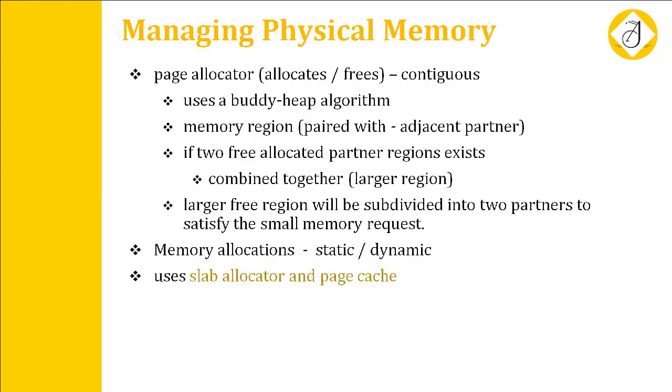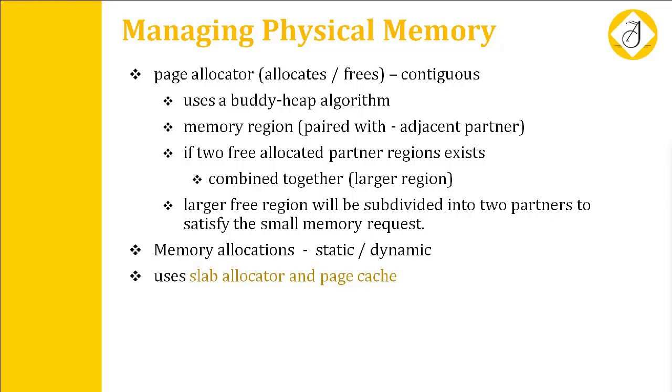So here the page allocator allocates and frees all physical pages. It can allocate ranges of physically contiguous pages on request. What do you mean by contiguous pages? You have to store the pages in a sequence in a nearby location. So that is contiguous. Here the allocator uses a buddy heap algorithm to keep track of available physical pages, which can be done using the following steps.